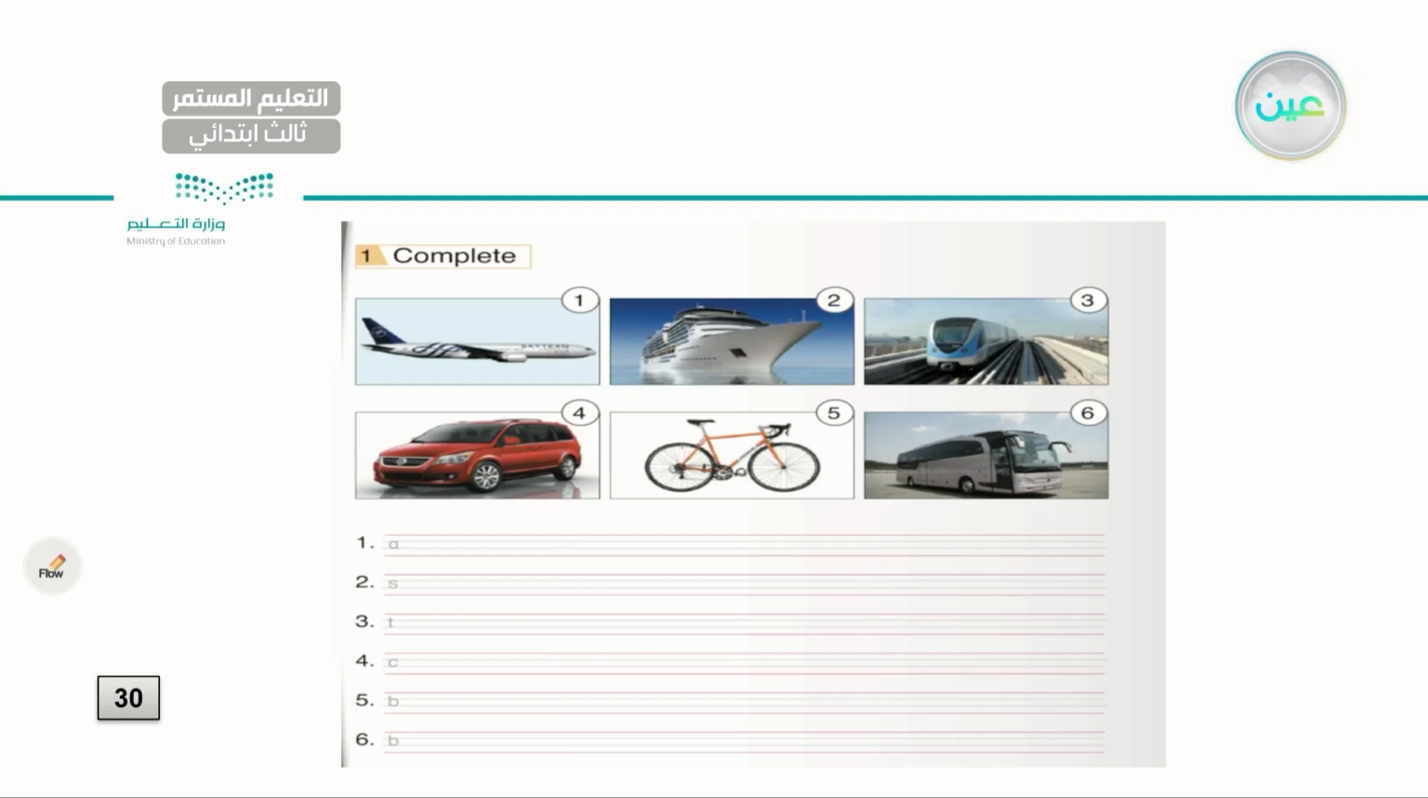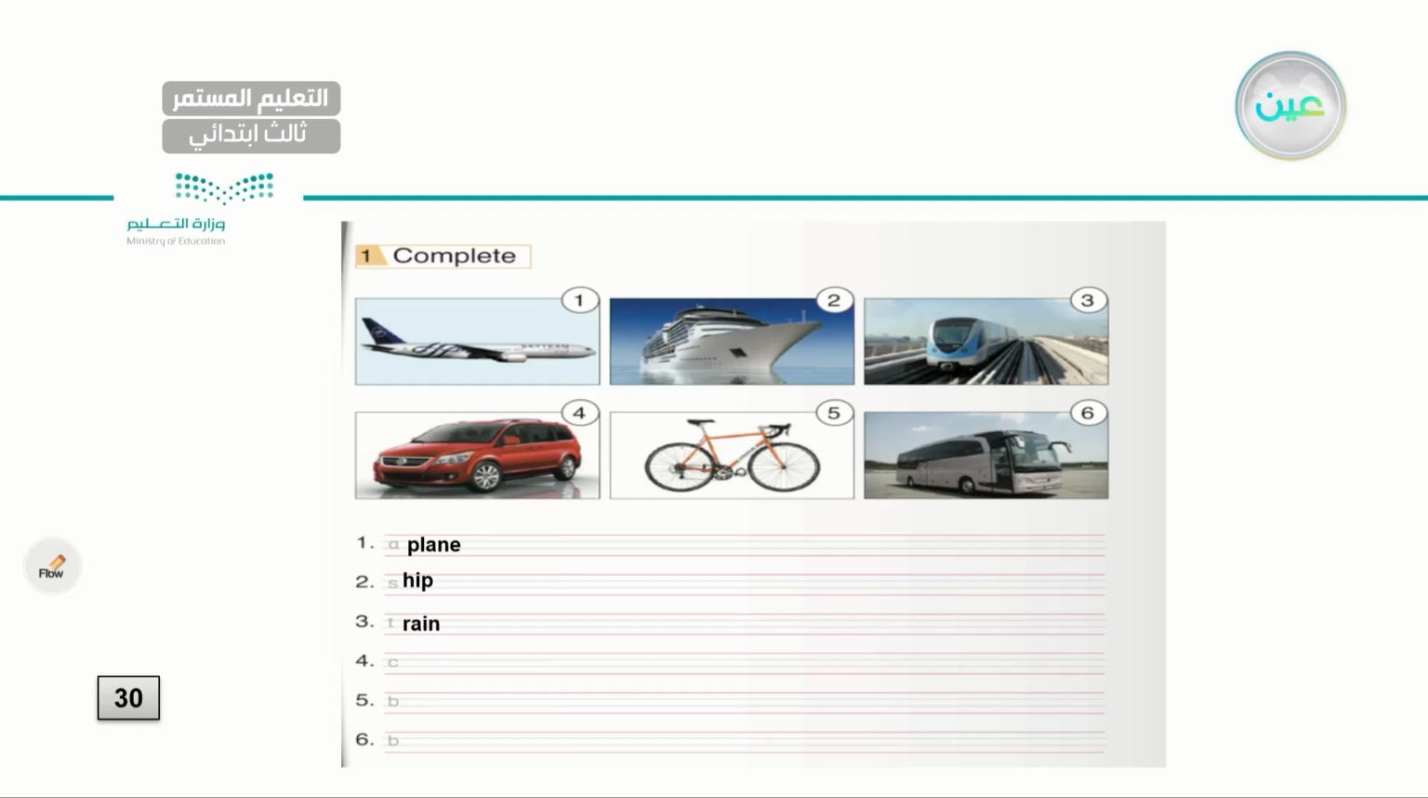So for the first picture here, I have a plane. I have a plane. Very good. Or an airplane. Number 2, what do I have? What can you see in number 2? I have a huge ship. Very good. Make sure you complete with these letters, okay? And for the next one, number 3, I have a train. I have a train. Very good.